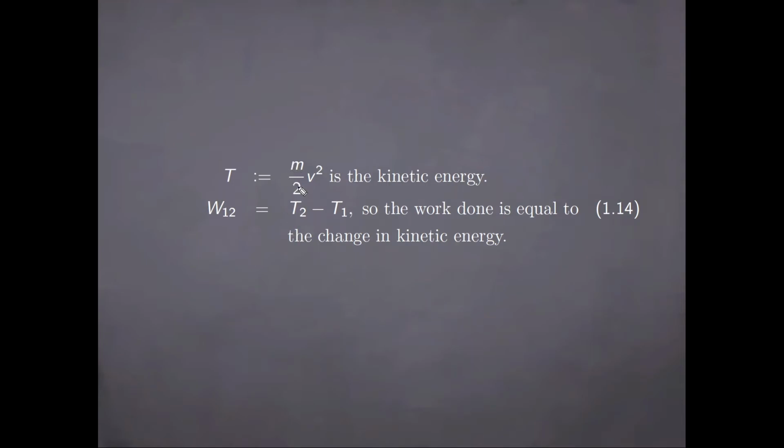By m over 2 multiplying v squared, we define the quantity known as kinetic energy and denoted by T. And what we have obtained is that the work done upon a particle by an applied force in moving it between 2 points is equal to the change in kinetic energy between the 2 points.